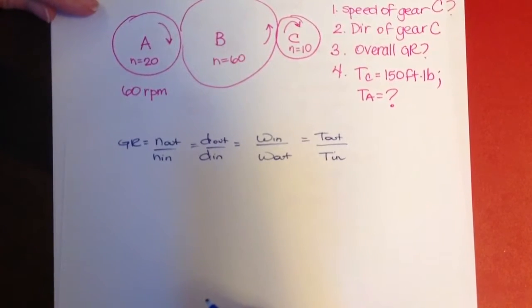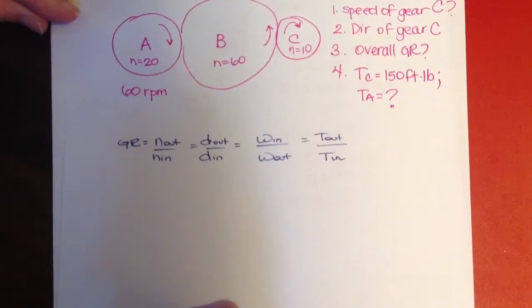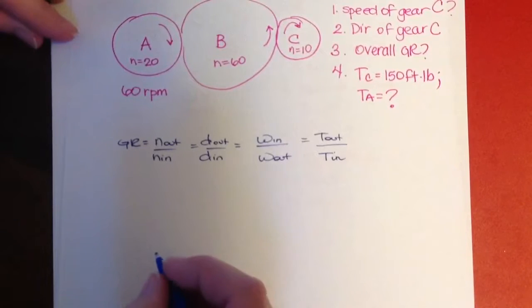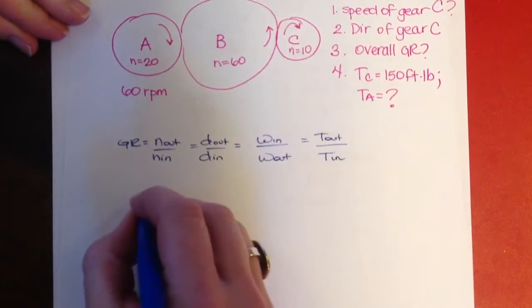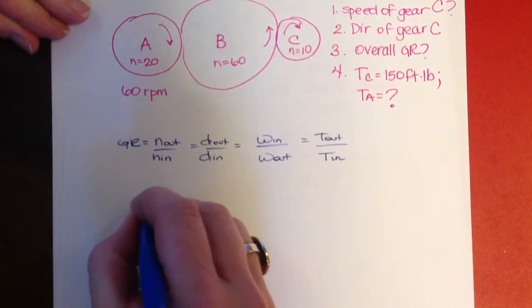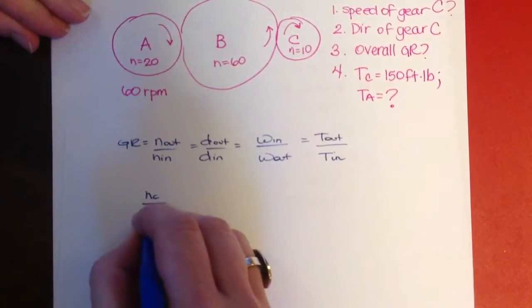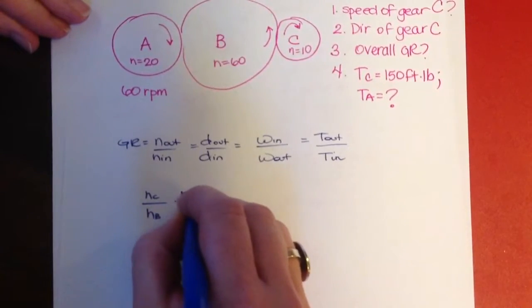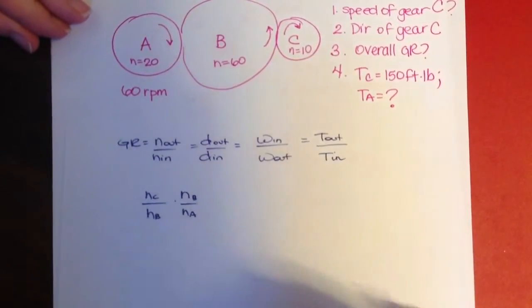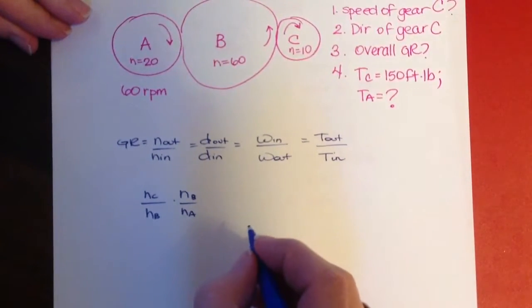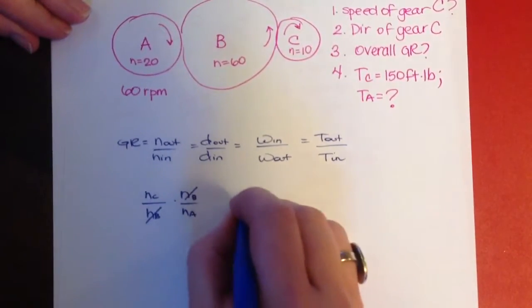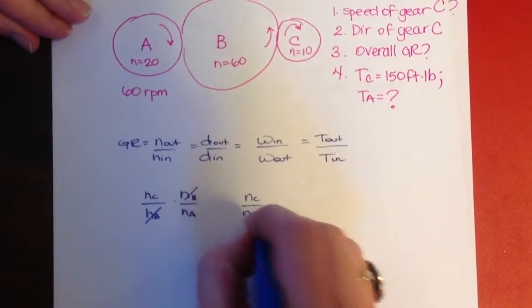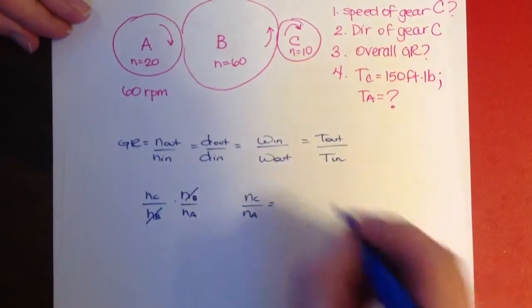Alright, so gear A is the input, so we want to get to C, so it would be NC over NB times NB over NA, right? That would be our overall gear ratio. Okay, so the B's cancel, and we get NC over NA, so that's going to be equal to what?